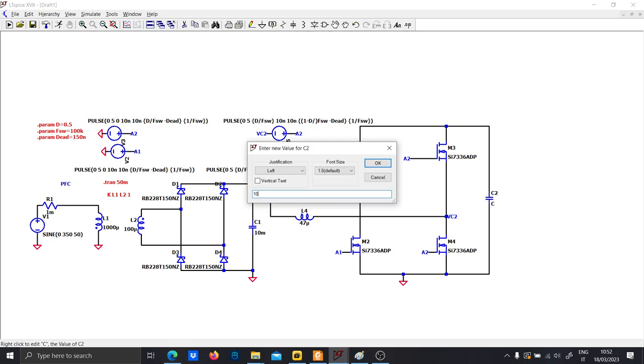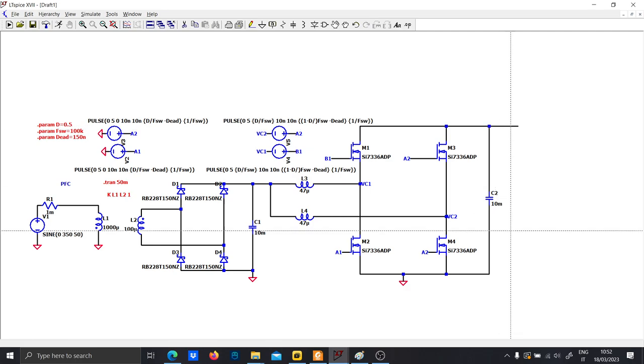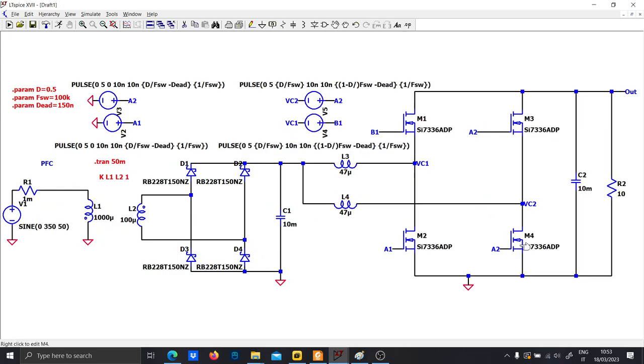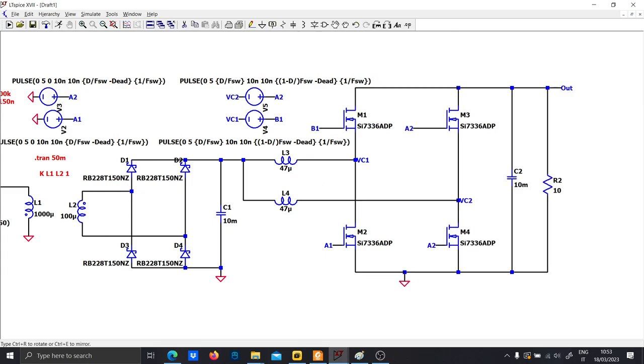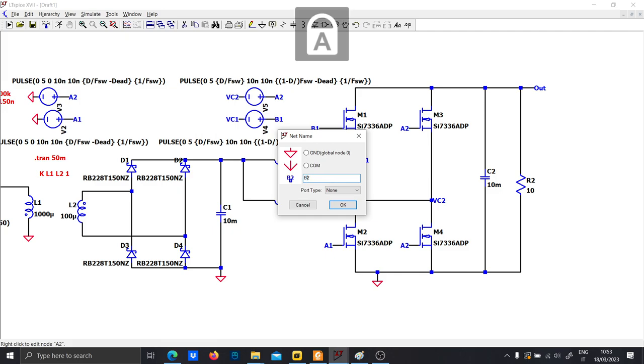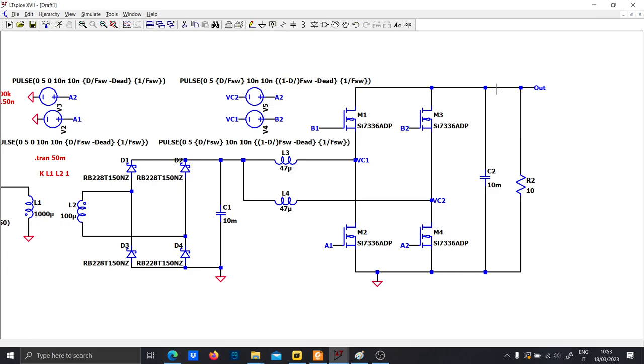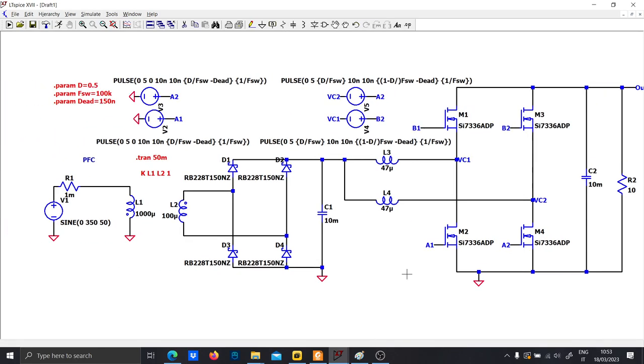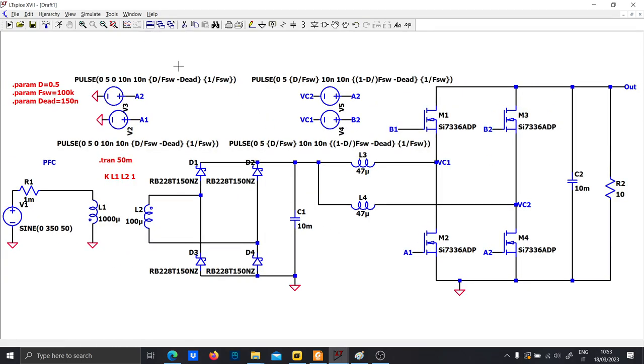Let's put a big output capacitance here and a load. Then let's call this node output voltage. And let's shrink the circuit a bit. A1, B1, A2, A2. No, this is wrong. This is called B2, and this is not B1, but B2. Okay, now it is VC1, VC2, out. Let me check for a moment. Okay, now everything should work.